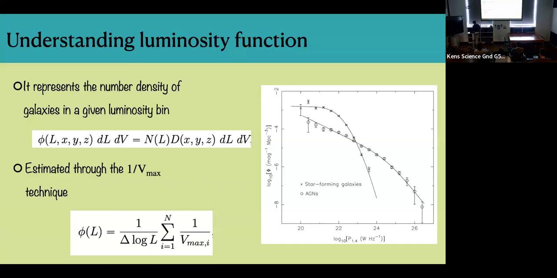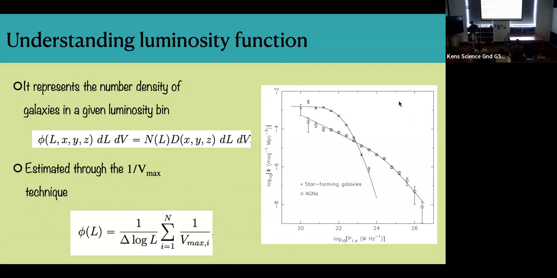Simply put, as we all know, it's just the number density of galaxies per luminosity bin. So it basically gives us a distribution of galaxies as we go up to different redshifts. It is estimated through a method called the 1/Vmax technique. If you do all the stuff dictated by this equation and you plot the luminosity function, this is how it will look.